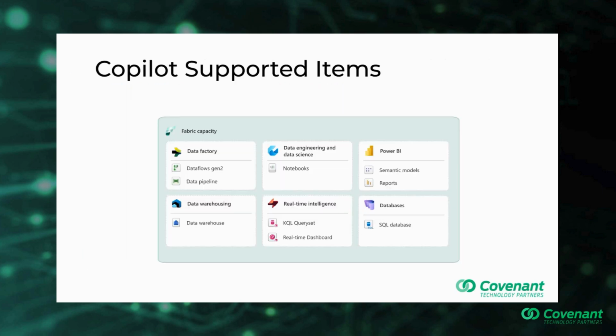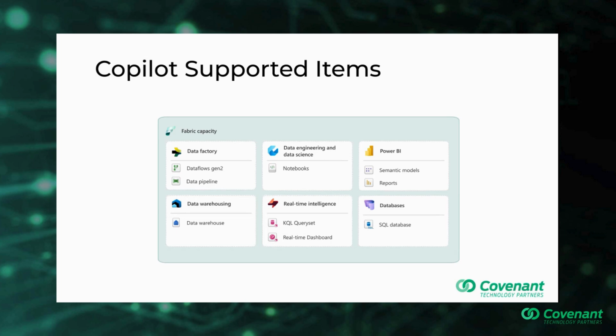From a supported item perspective, Copilot shows up currently in these items. So things like data flows and pipelines, it shows up in notebooks. On the Power BI side, it'll help you with semantic models and reports. For databases, it'll help you write SQL queries for a SQL database. The real-time intelligence is mostly around KQL and some of the real-time dashboards. And then finally, it's available with the data warehouse asset.